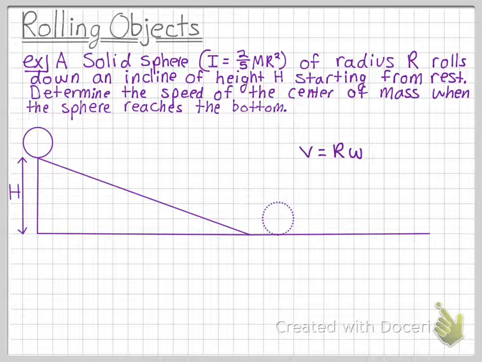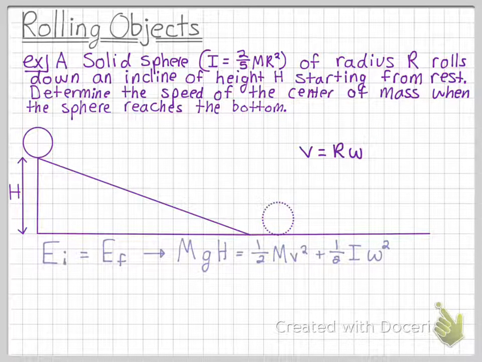Let's do one more example. A solid sphere with this moment of inertia and radius r rolls down an incline of height h, starting from rest. Determine the speed of the center of mass when the sphere reaches the bottom. So we know that mechanical energy is going to be conserved here. And the sphere begins with only gravitational potential energy, so mgh. And after, it is only going to have rolling kinetic energy, which we said was equal to 1/2 mv squared plus 1/2 times the sphere's moment of inertia times the angular velocity squared.